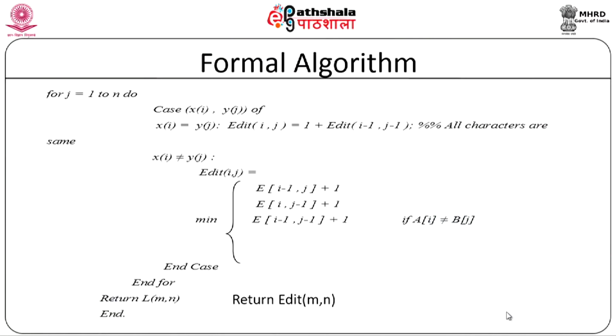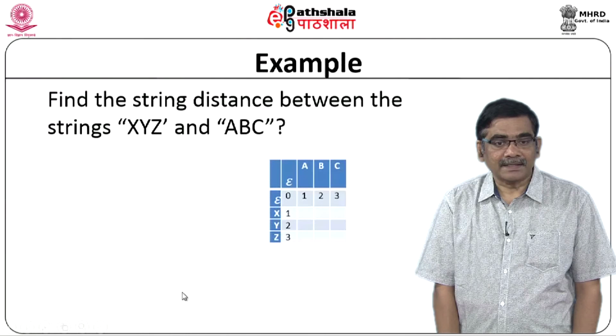Here I am going to check whether the characters are same or not. Based on that, using the recursive formulation, I am going to enter all the values into the table. Finally, when I end the algorithm, E of m comma n is going to contain the value. So, that is what I am going to return as the result.